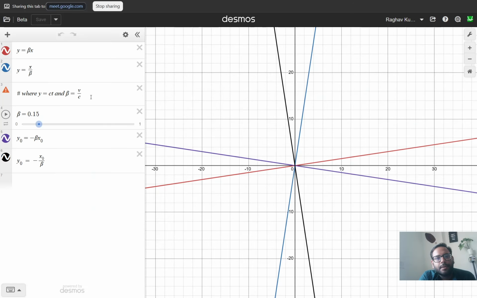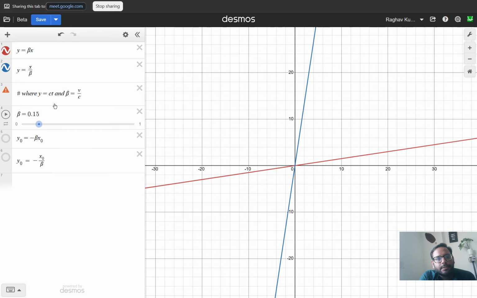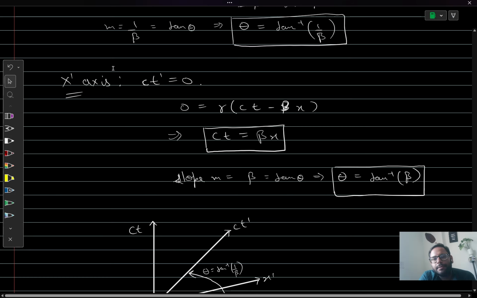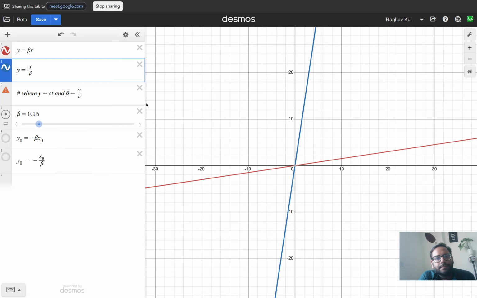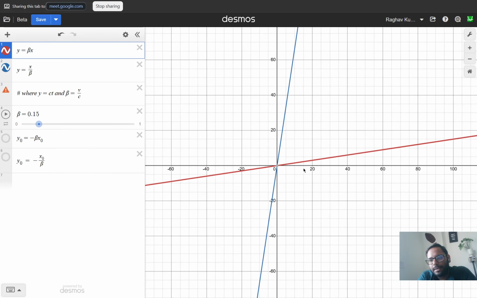And the second one, the blue one, let's make it green. This is for the t prime axis. You can check what we have derived. This is ct equals 1 by beta into x. This is for the t prime axis, and this is from the x prime axis.